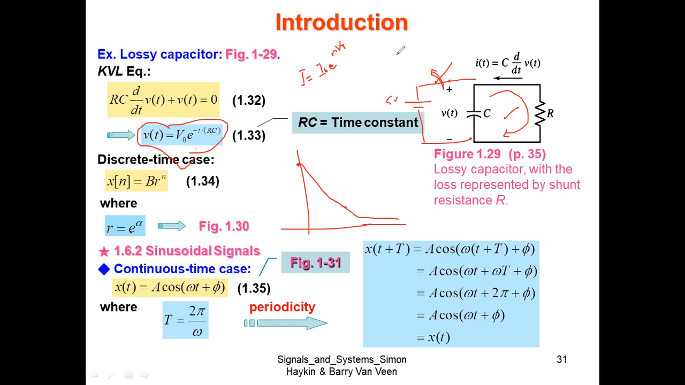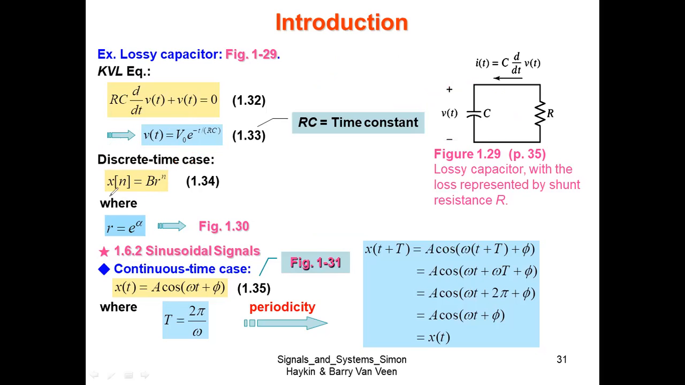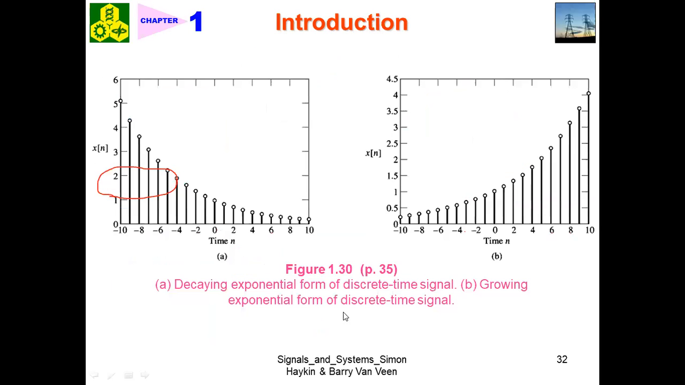Now let us see what's the deal with discrete time. How things are going to change in discrete time. Okay, see here, what is the template here? x of n equal to b into r to the power n. Let us go to the whiteboard and try to understand what's going to happen here. b into r to the power n.